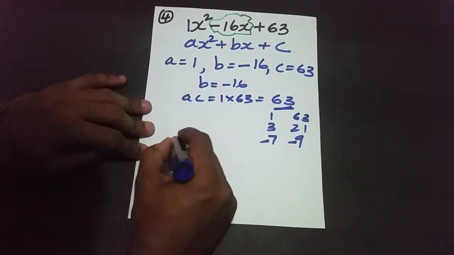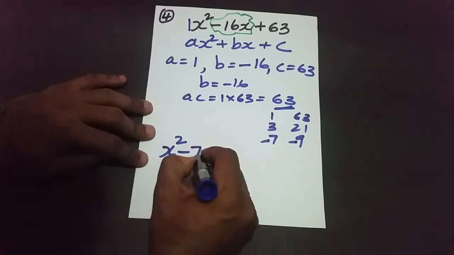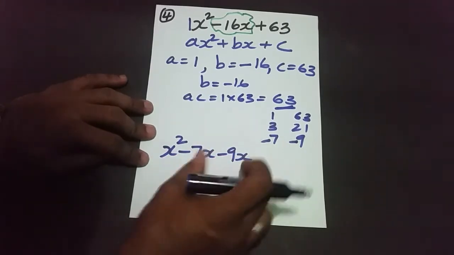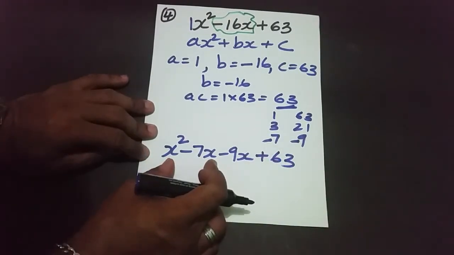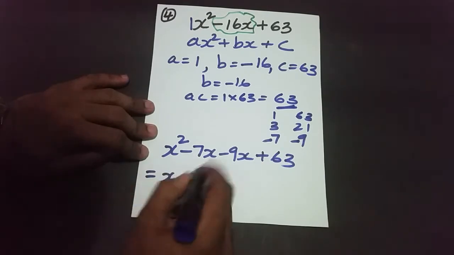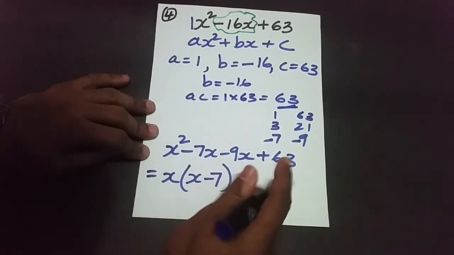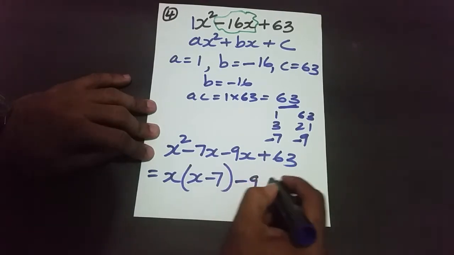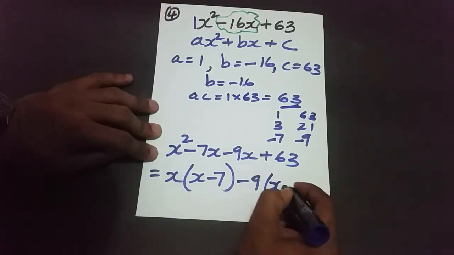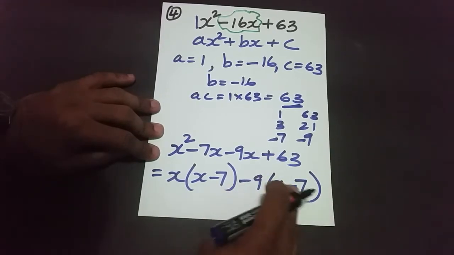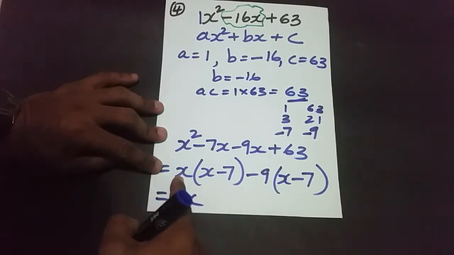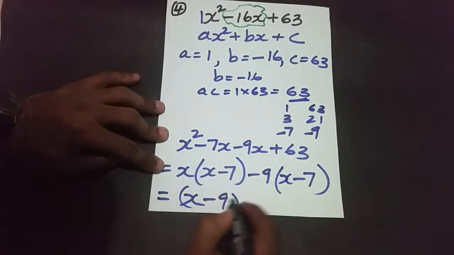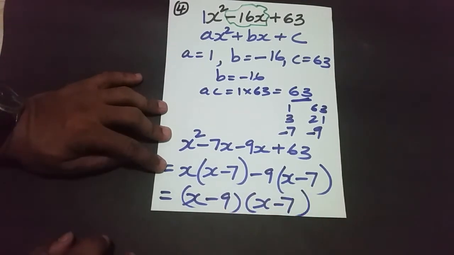So it would simply be x squared minus 7x minus 9x, because this is going to give me back the minus 16x, and plus 63. By factorization by grouping, x is common in the first 2 terms, then we have x minus 7 in the bracket. We have minus 9, which is common in the 2 terms, and we have x minus 7 in the bracket, because minus 9 times minus 7 is positive 63. So the final answer would be x minus 9 in one bracket, and x minus 7 in the other bracket. All right, let's move on to question number 5.